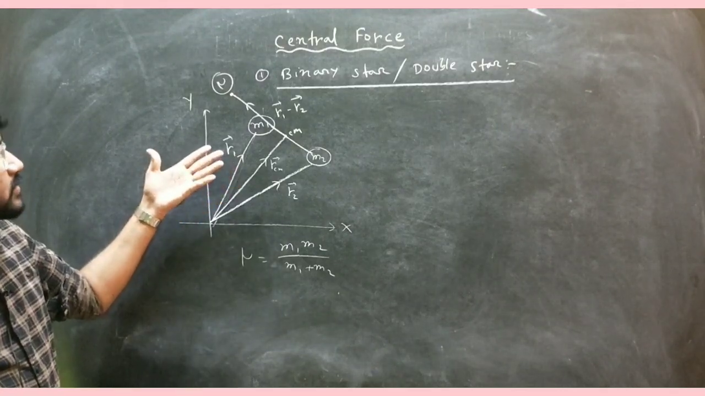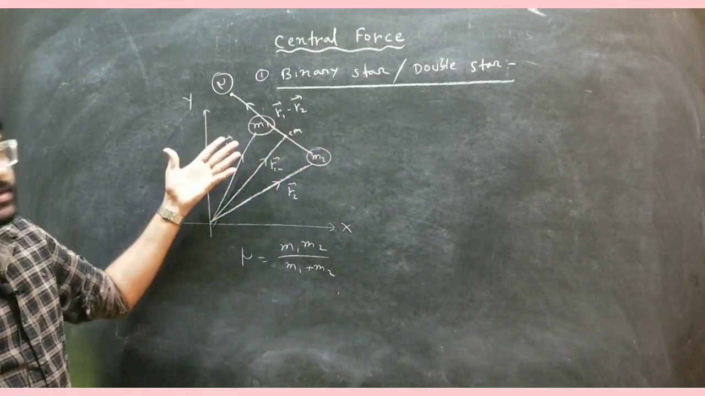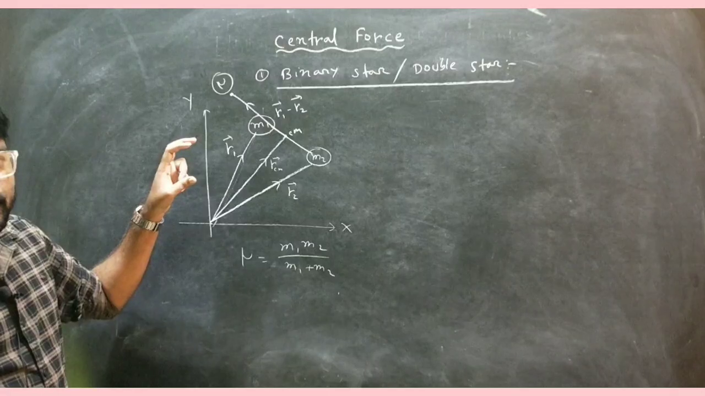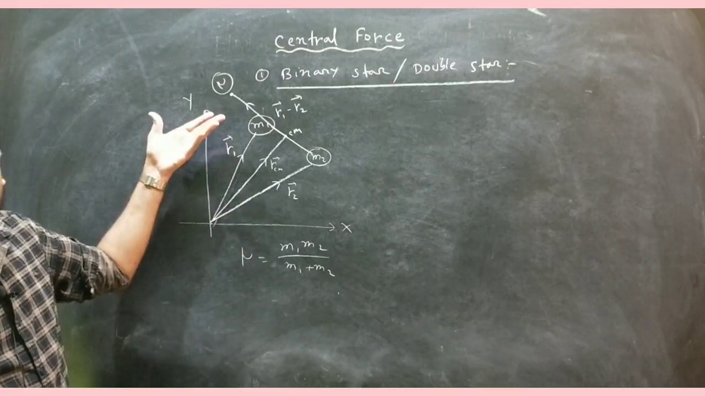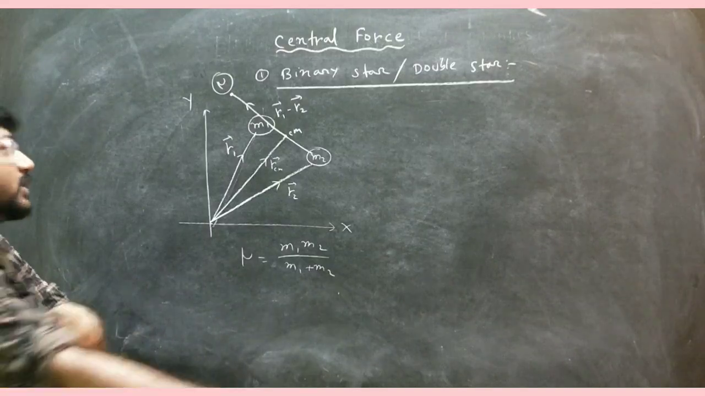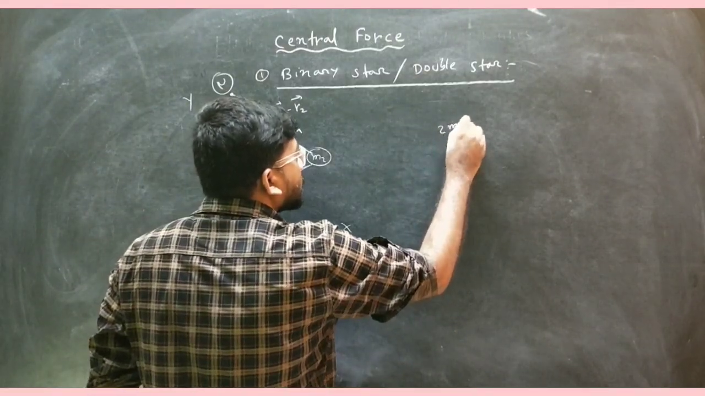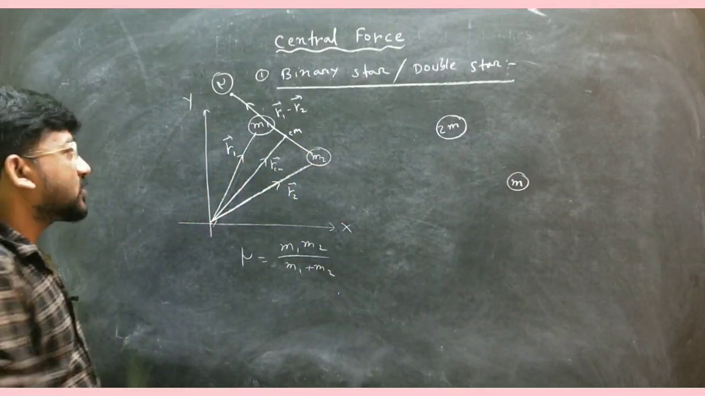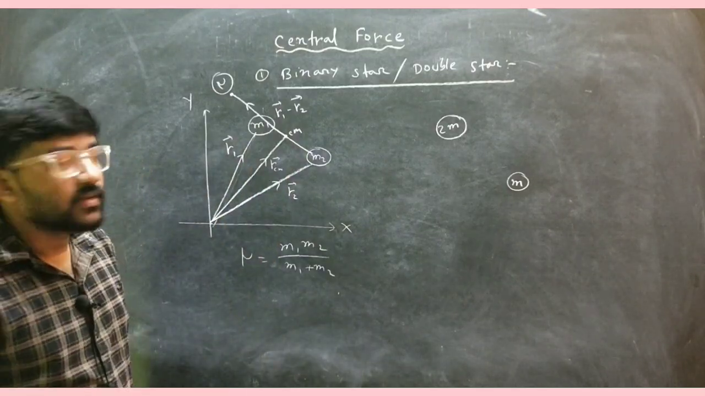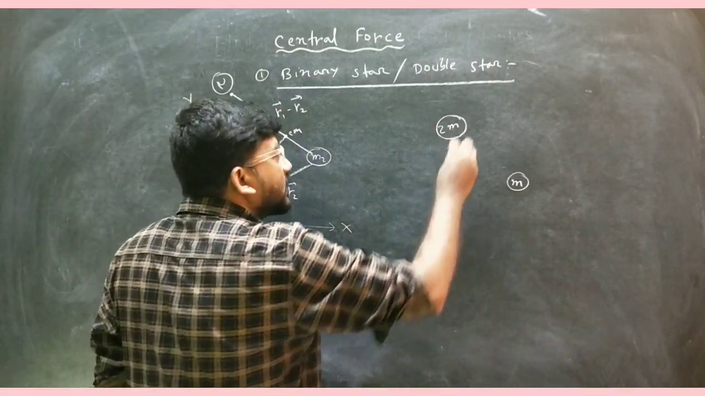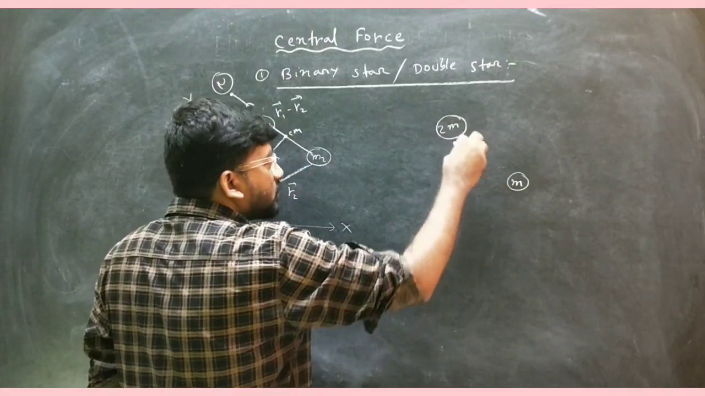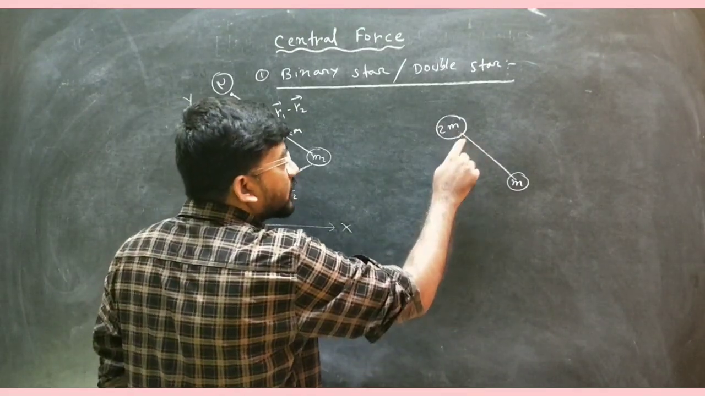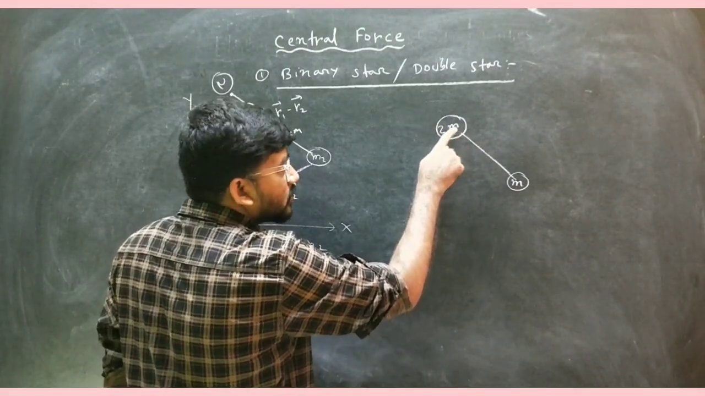Now let us explain the motion of binary star with respect to this scenario. We can easily explain the motion of binary star if you understand the equivalent one body problem of the two body problem. So let us suppose we have two stars, one has mass 2m and another has mass m. What we have to find out first is the position of the center of mass. Let us find the position of the center of mass with respect to 2m. Let us take the distance between 2m and m as r. So what will be the center of mass with respect to 2m?